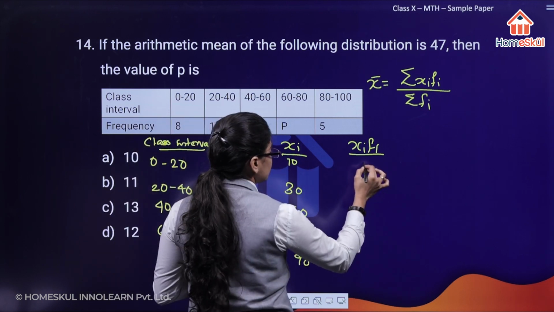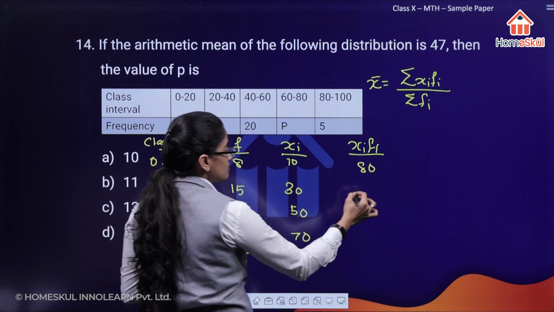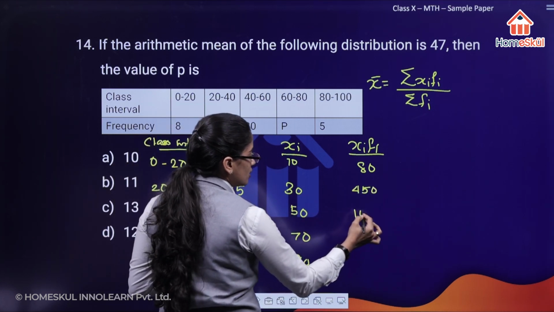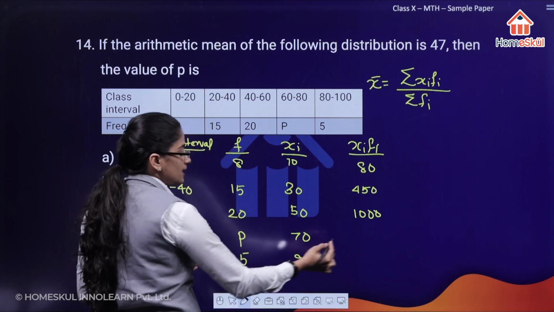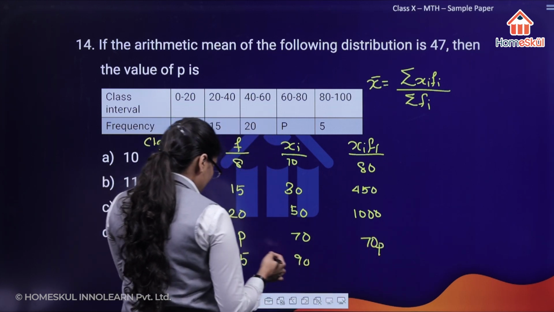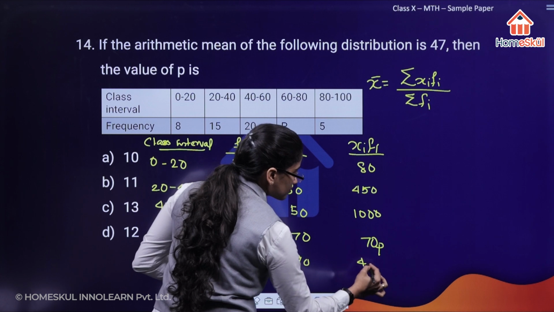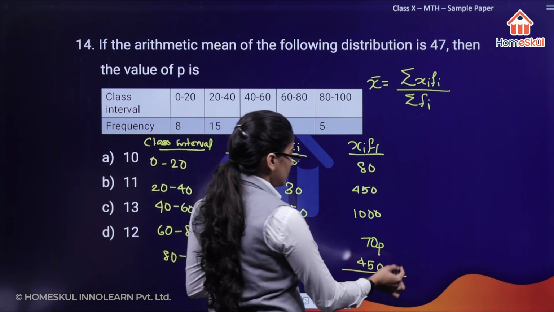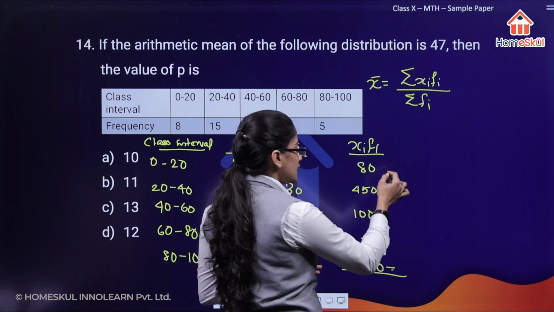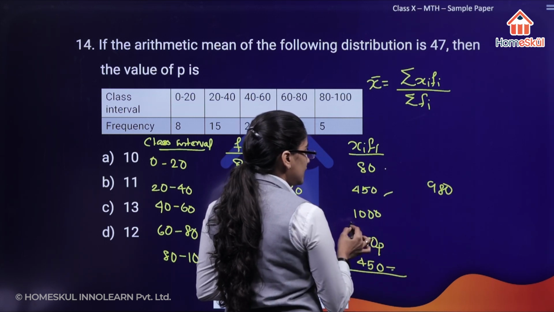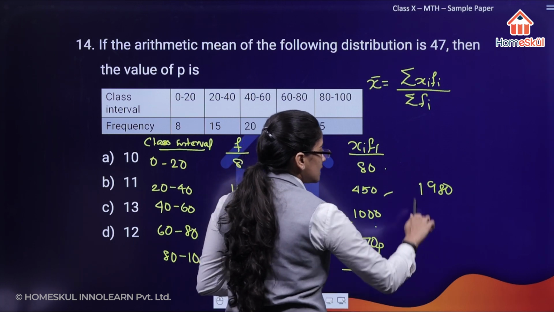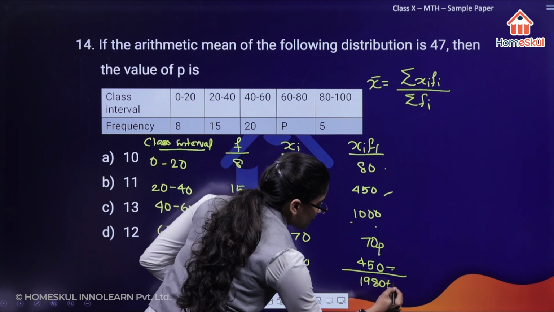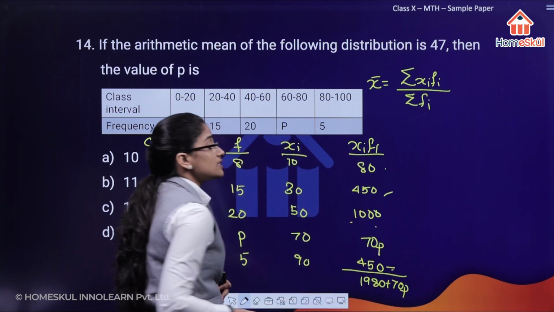8 times 10 it is 80, 15 times 30 it is 450, 20 times 50, 2 times 5 is 10, 2 more 0, so it is 1000. Then P times 70 is 70P, whereas 5 times 90 is 450. On adding it, what will we be getting? 450 plus 450, it is 900. 900 plus 80 is 980. 980 plus 1000, it is 1980. 1980 plus 70p is our summation of xi fi.